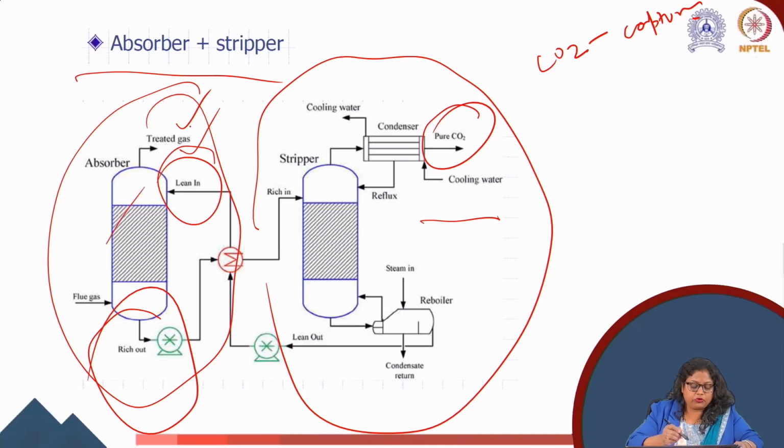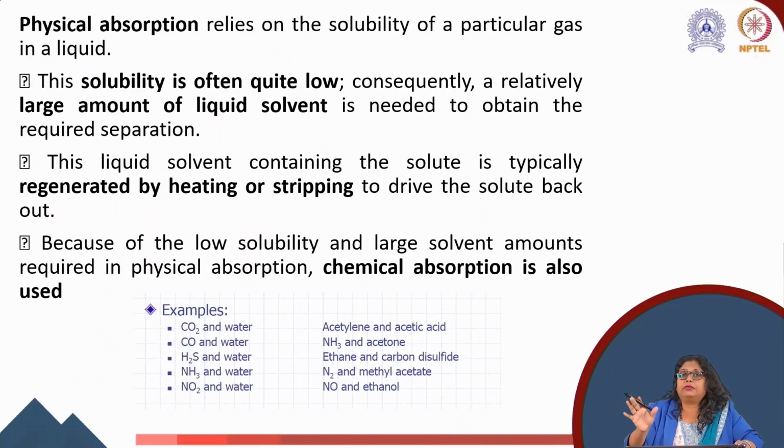So you have an absorber, then a reboiler, then a condenser, and then a heat exchanger. So these are all the units together. It comprises the absorber plus stripping operation.